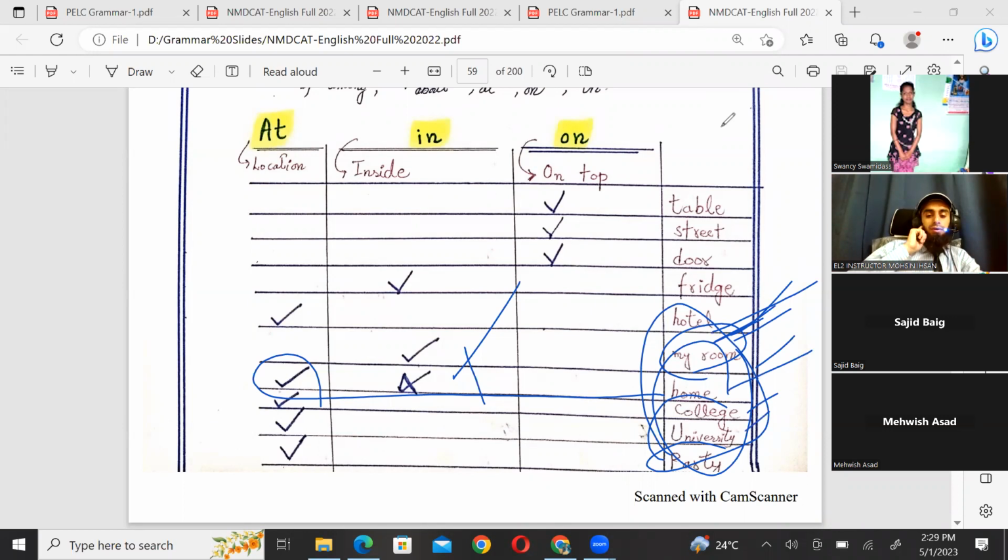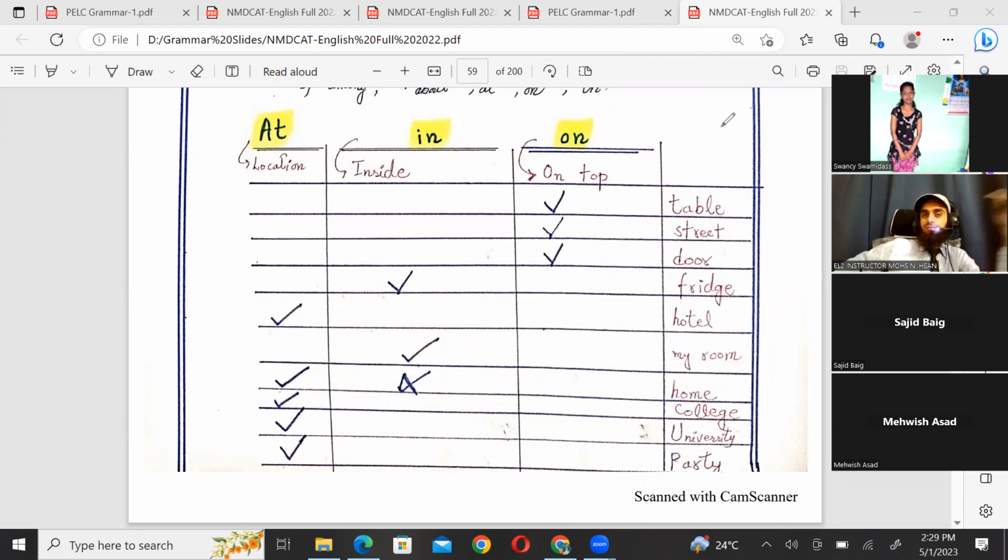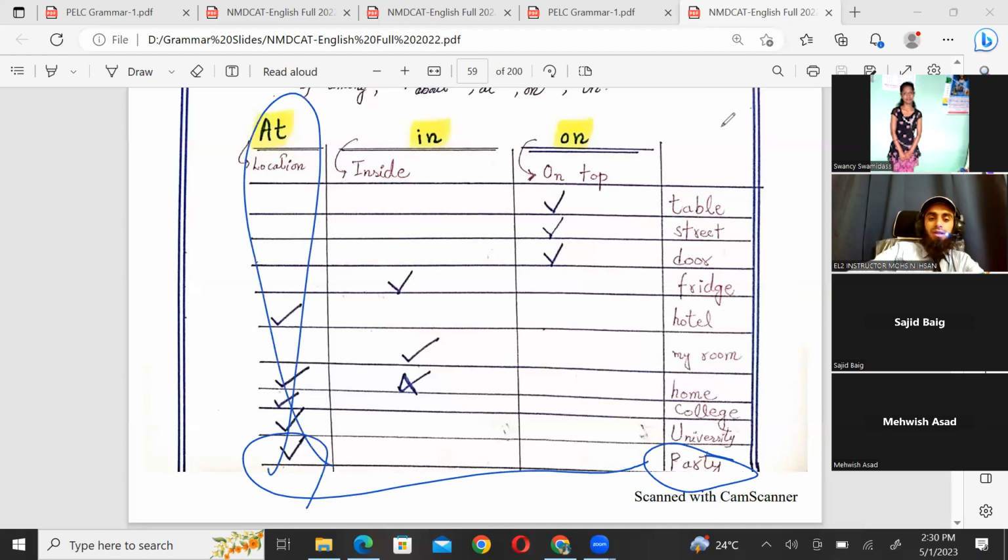Now, if you are at the party or in the party, what would you say? I am at the party. And if you are at the marriage? I am at the marriage. With all functions and ceremonies, you are supposed to use at. Okay, at functions and ceremonies.